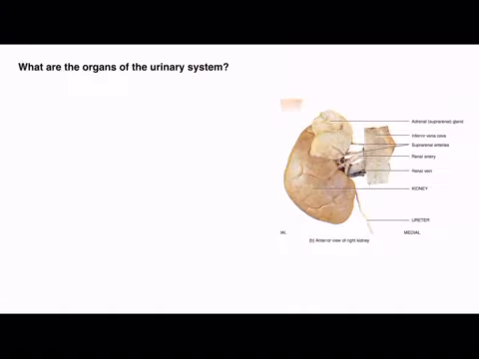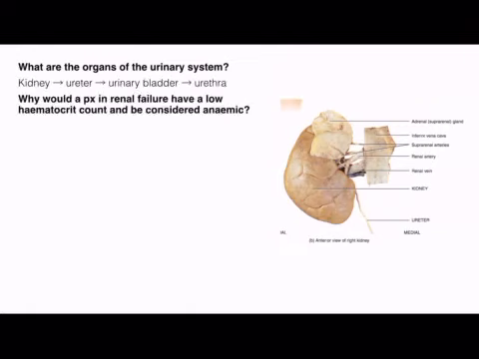So, organs of the urinary system, there's 4, right? You've got your 2 kidneys, you've got your ureters, your urinary bladder, singular, your urethra, singular, that's longer in men. Why would a patient in renal failure have a low hematocrit count and be considered anemic? Dead easy, the kidney produces EPO. If it produces EPO, that drives erythropoietin, damage of the kidney, boom.